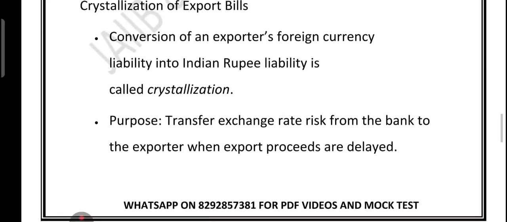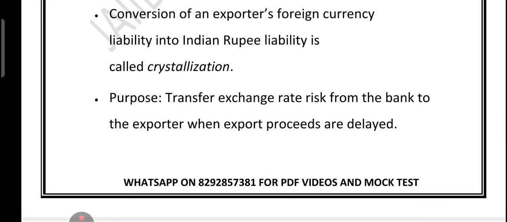So when does it happen? If the exporter does not receive payment within 15 days after the due date, on that date the bank takes the TT selling rate and crosses the bill, basically converting the bill into INR. So the bank is ensured that even if the foreign exchange rate changes, the bank will not face the loss. It converts the foreign currency liability into Indian rupees. So the risk moves from the bank to the exporter. The exporter can also request early crystallization in writing if both sides agree.